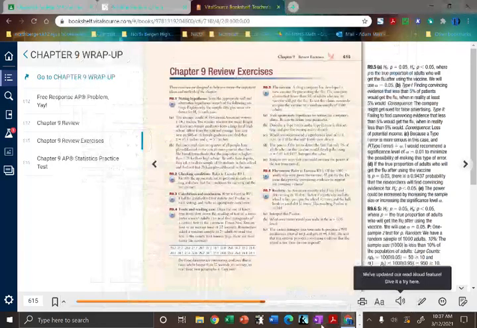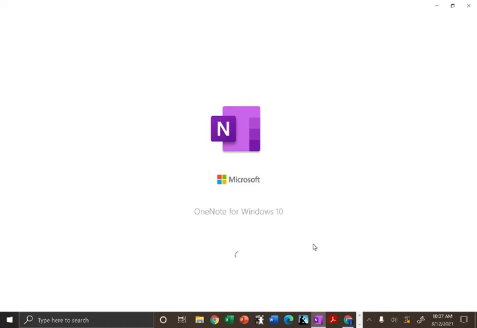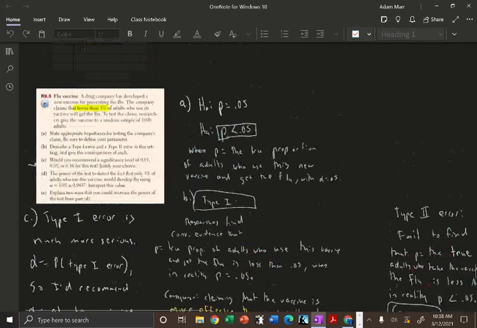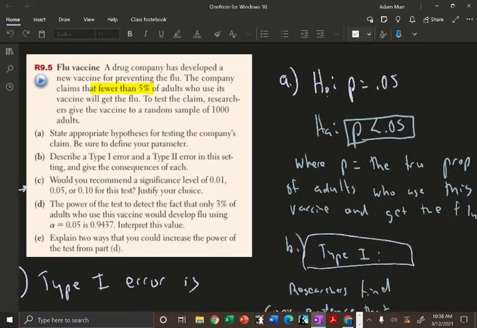So we're going to go over a specific problem right here about power, type 1 and type 2 errors. This is the review section, 9.5, page 615 in your book if you're following along. This is a really thorough problem all about type 1 errors, type 2 errors and power. Okay, let's take a look here.